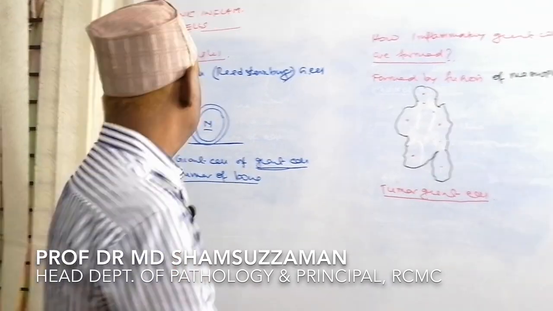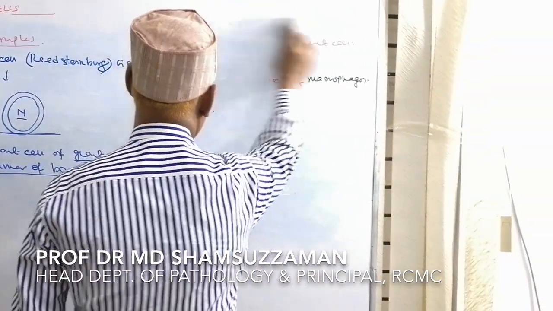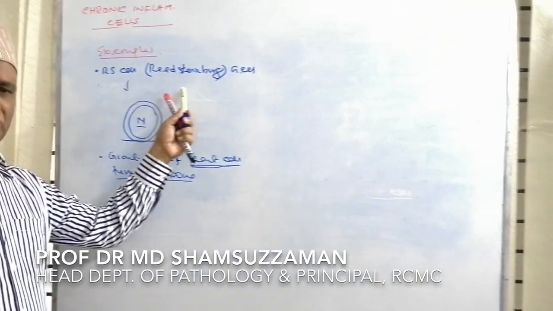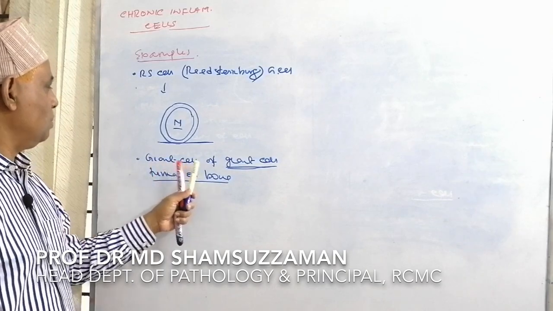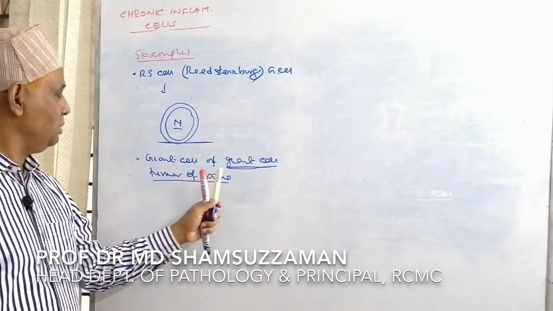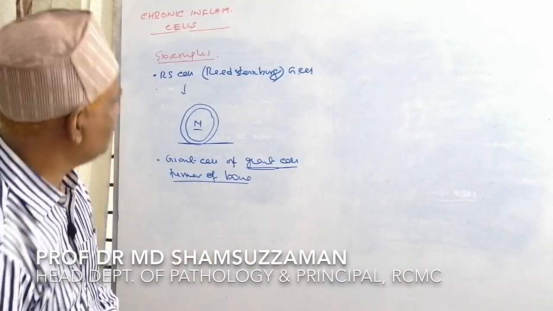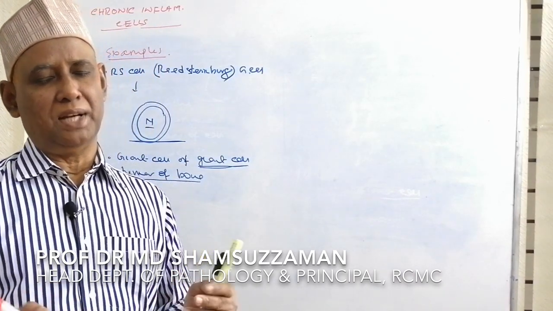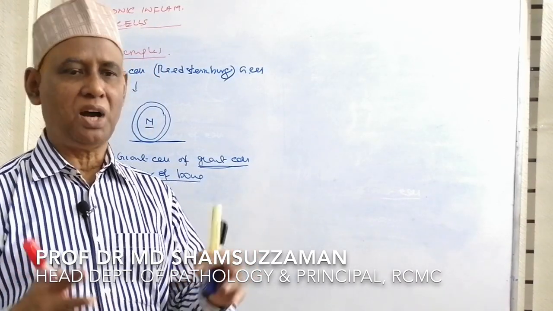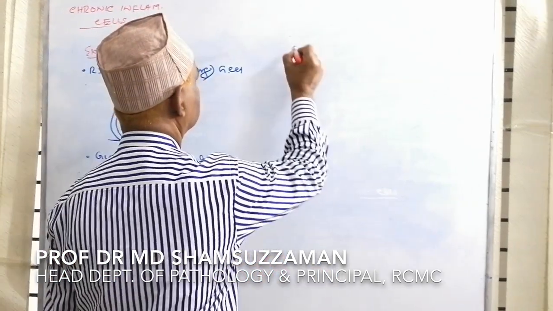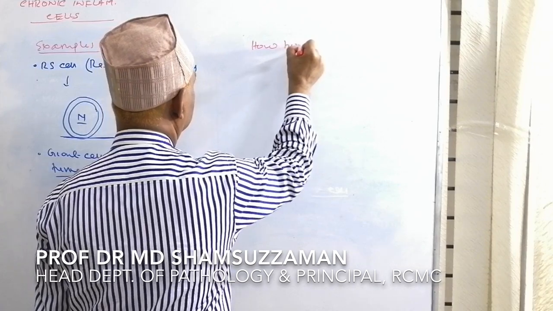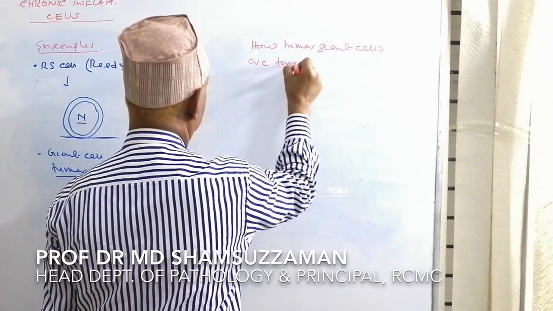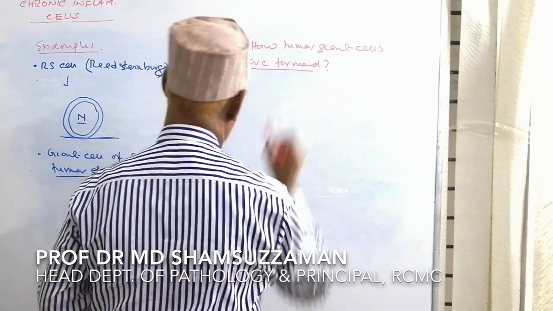So RS cell and giant cell of giant cell tumor of bone are the examples of tumor giant cells. RS cell is found in Hodgkin's lymphoma, and the giant cell found in giant cell tumor of bone. Now come to how tumor giant cells are formed. We know inflammatory giant cells are formed by fusion of macrophages.